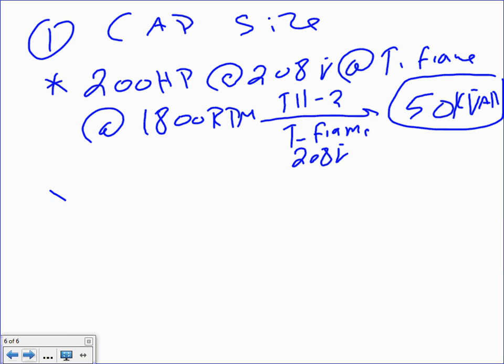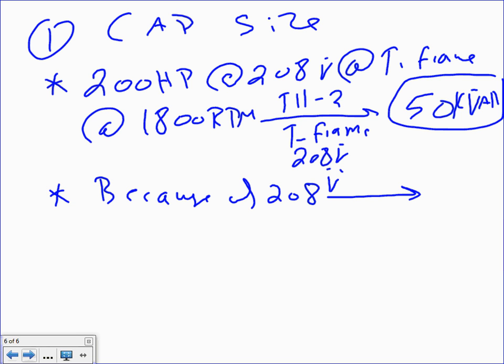Next, if you look at the bottom, you need to up it. If you look at the bottom of the table, what does it say? Up it by 33%. Because of 208, this is what we're going to do. For 208 volt, you have to multiply by 1.33. That's how we up something by 33%.